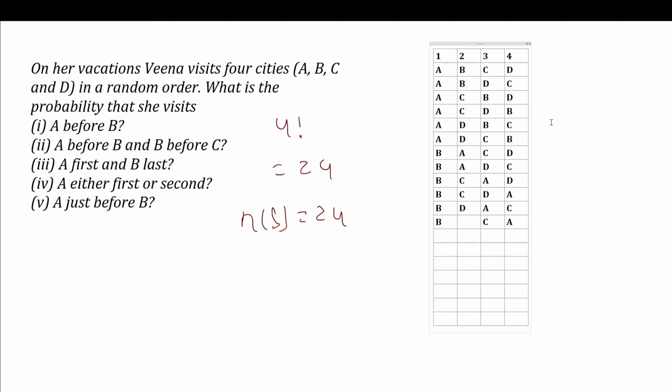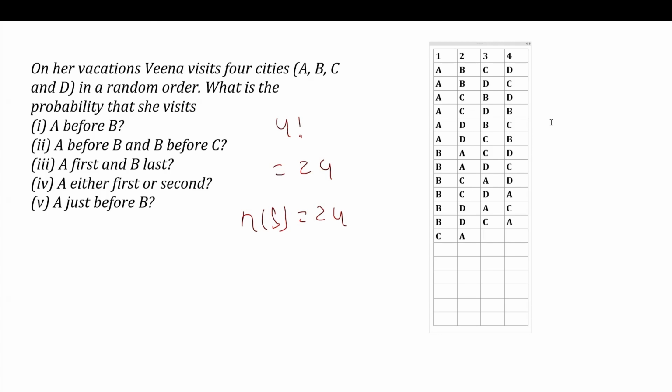Continue to pair BD. So BA got exhausted, BC got exhausted, BD got exhausted. So I can see that B got exhausted in its first place. Now it's turn for C. Now I'll begin with CA.